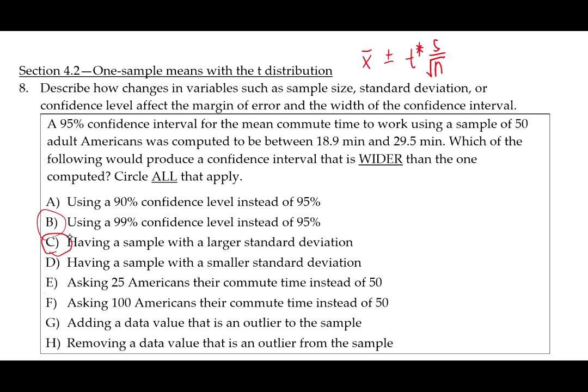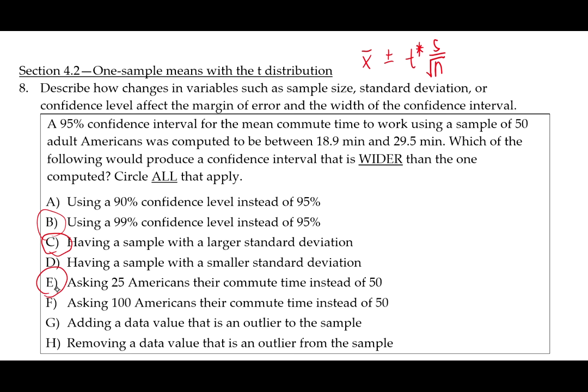E talks about having a smaller sample size of 25 Americans versus 50, and F talks about having a larger sample size, 100 Americans versus 50. As we explained before, using a larger sample size makes that value for n bigger, meaning we're dividing by a larger number, which means the margin of error will be smaller, which means the interval will be narrower. So using a smaller sample size would give us a wider interval. A larger sample size gives us a narrower interval.